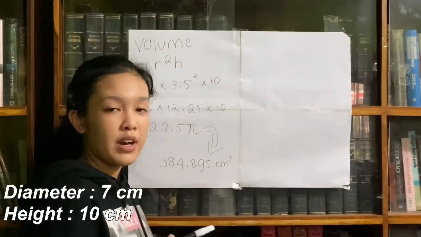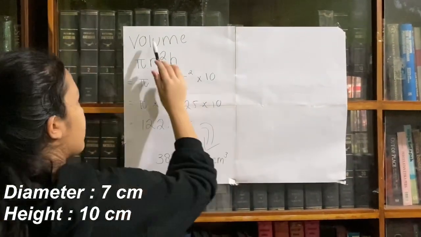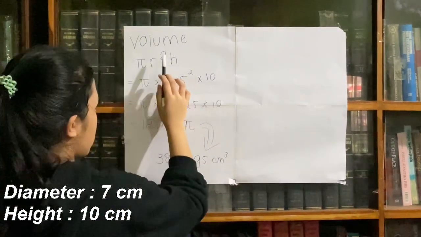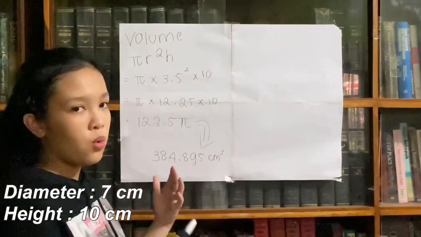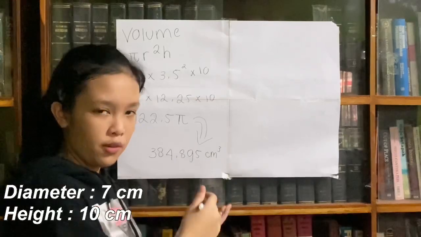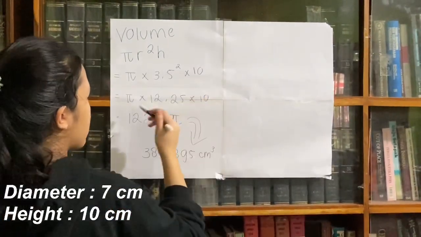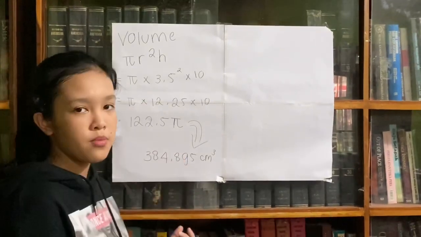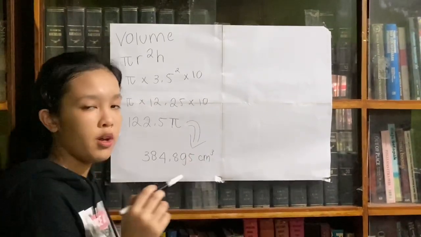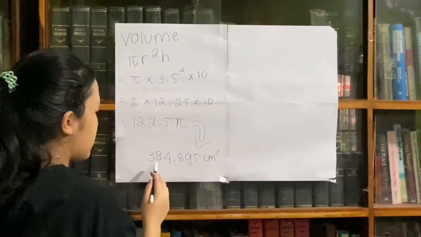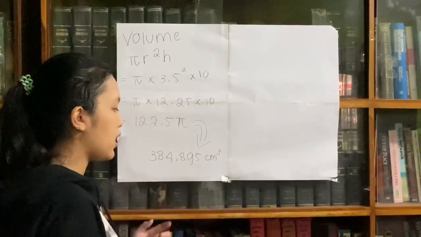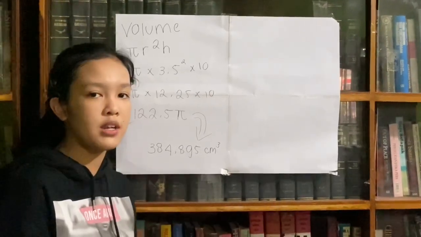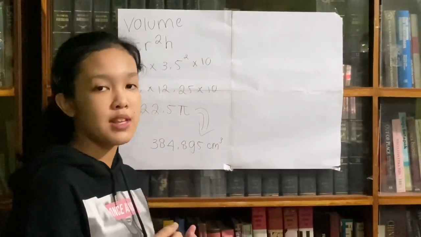Next, after we find the surface area, we will find the volume. The formula for the volume is πr squared times height. Same as before, we put the numbers into the formula, and then we will get 122.5π. If we multiply this by 3.14, we will get 384.895 cm cubed. And that's how you find the surface area and the volume of a cylinder.